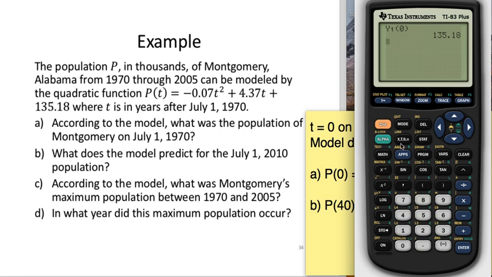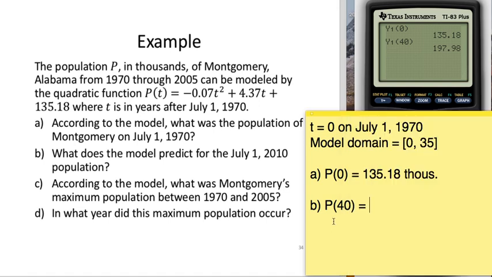So what do we get for that? Let's plug on the calculator. That would be y1 of 40. And that's 197.98, so 197.98 thousand people.